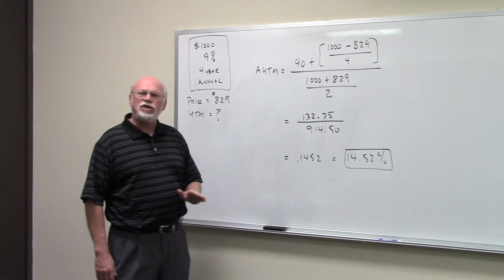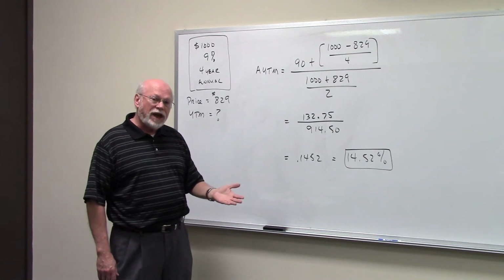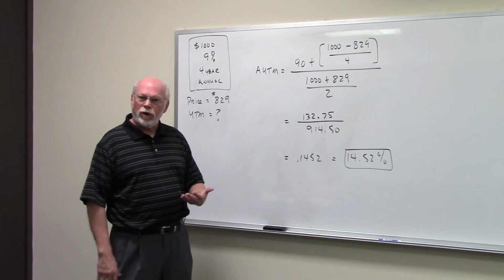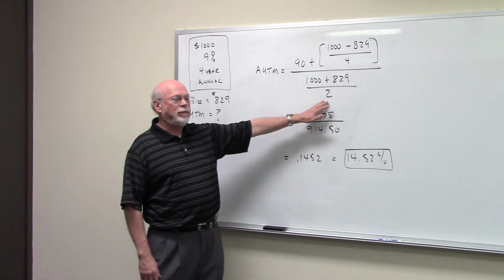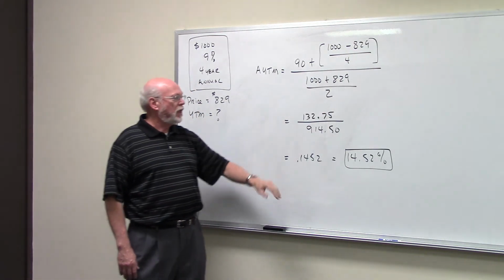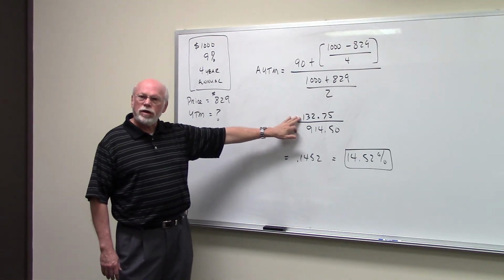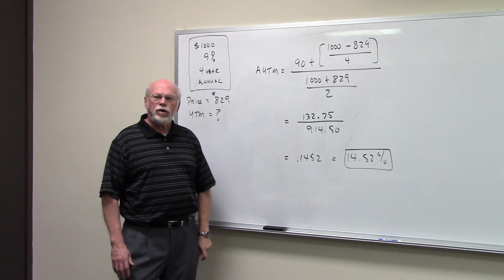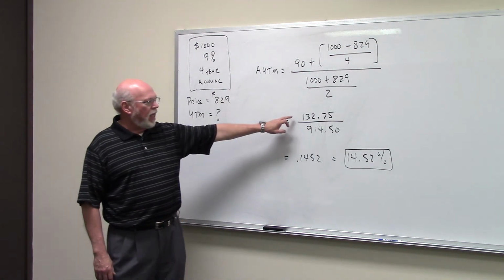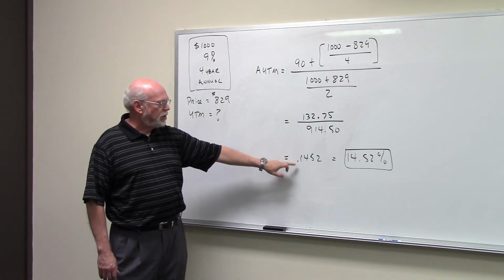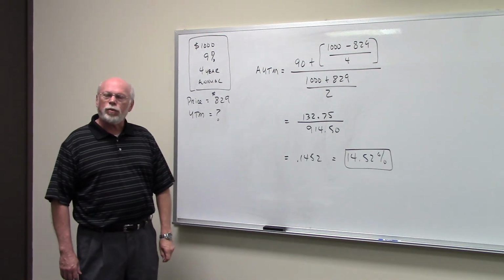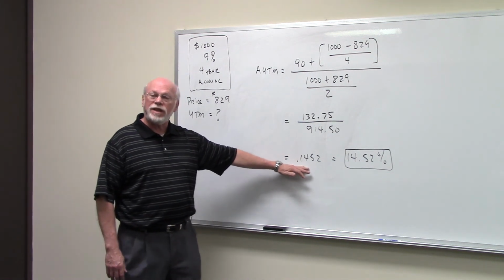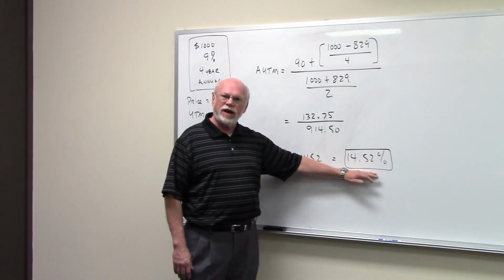The denominator is the average value of the bond over its life. The ending value, face value $1,000, plus the beginning value, whatever the market price is, in this case $829, divided by 2. This gives us a simple average. The average inflow per year on this bond, $132.75. The average value of this bond over its life, $914.50. Average inflow divided by average price, you get the yield to maturity on the bond, the approximate yield to maturity. Your calculator will come up with 0.1452, which is the decimal equivalent of 14.52%.